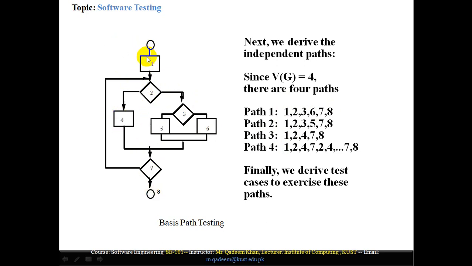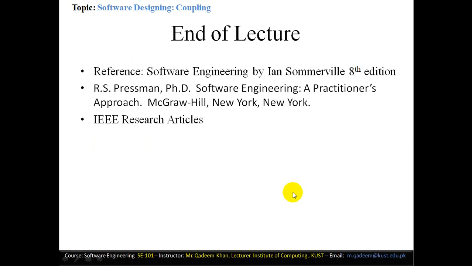And then we have 1, 2, 4, 7, 8, 7, and then again 2, 4, 7, and so on up to 8. So this is the 4th path. So finally we derived test cases and exercise of these paths.